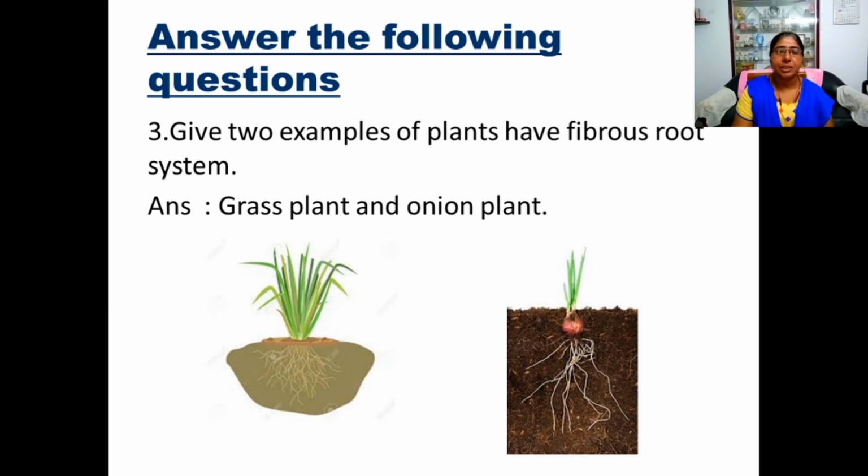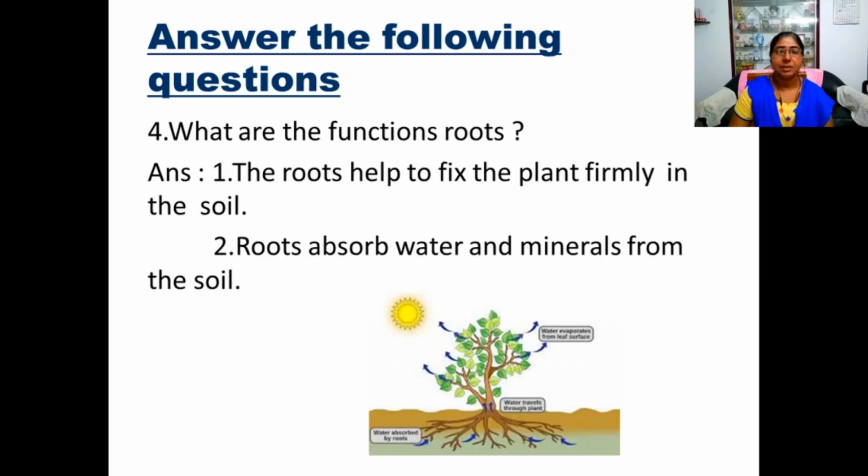Third question, give two examples of plants of fibrous root system, grass plant and onion plant. Next, what are the important functions of a root? First one, root help fix the plant firmly into the soil. Root absorb water and minerals from the soil.